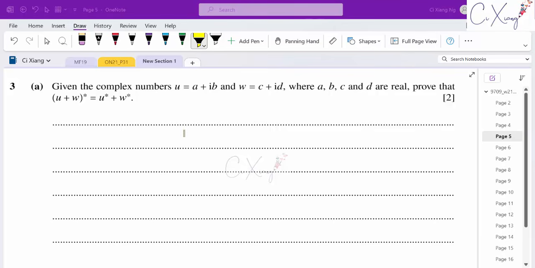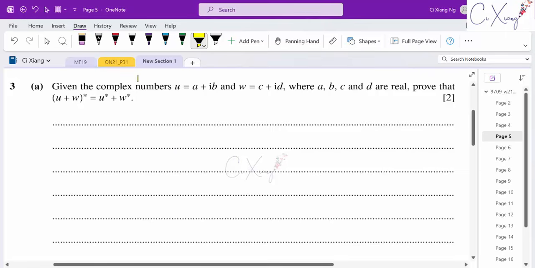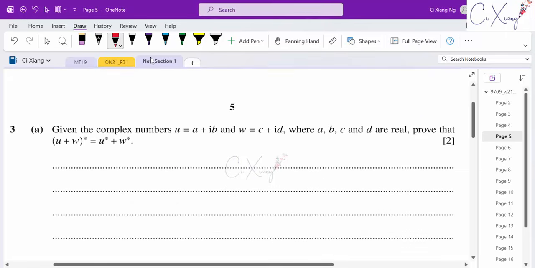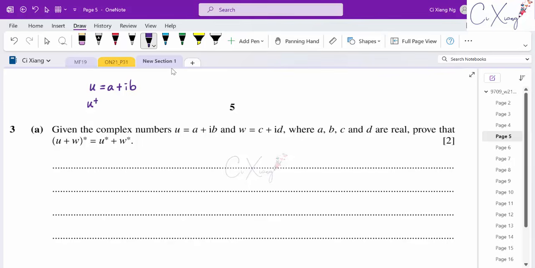We are given complex numbers now. We have u equals a plus bi, w equals c plus di, and a, b, c, d are all real. They want us to prove that (u plus w) star equals u star plus w star. First of all, what we need to know is the meaning of the star here. Before we start, you just need to know that when I have u equals a plus bi, the meaning of star basically means that we change the imaginary part to the opposite sign.